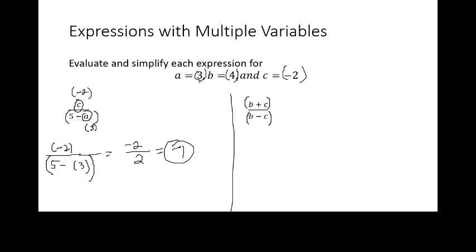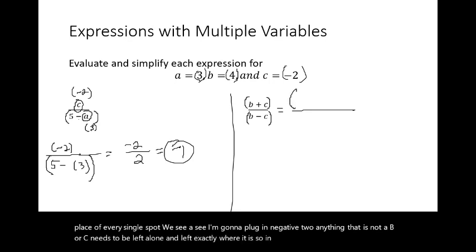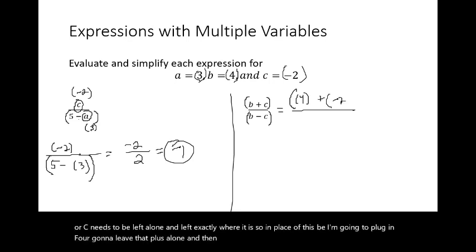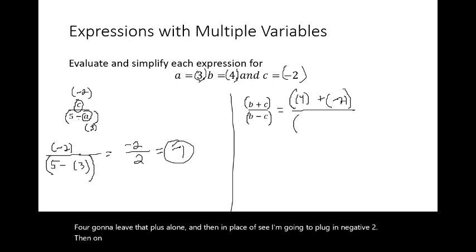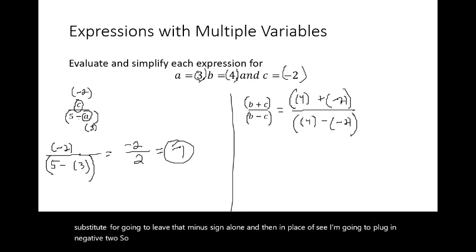All right, so in place of every single spot we see a b, I'm going to plug in 4, and then in place of every single spot we see a c, I'm going to plug in negative 2. Anything that is not a b or a c needs to be left alone and left exactly where it is. So in place of this b, I'm going to plug in 4. I'm going to leave that plus alone, and then in place of c, I'm going to plug in negative 2. Then on the bottom, again, I'm going to leave the parentheses alone. In place of b, I'm going to substitute 4. Going to leave that minus sign alone, and then in place of c, I'm going to plug in negative 2. So yes, we do have a double negative in the denominator.